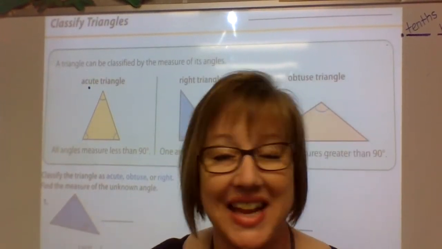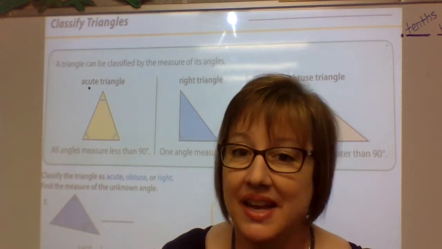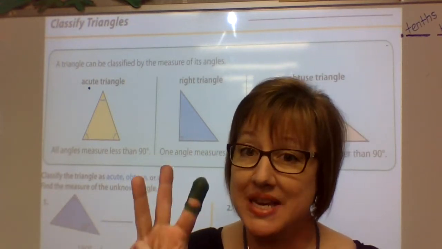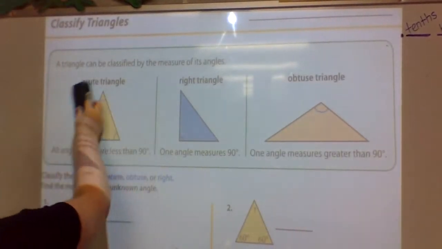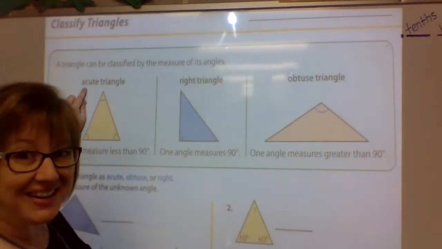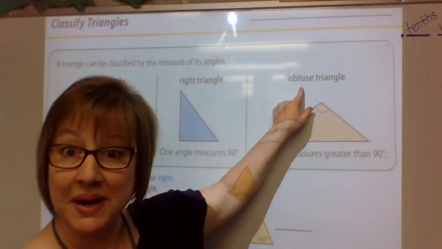Okay, back again, classifying triangles. Triangles have how many sides? 3, right? And there's 3 different kinds, and we talked about this in the last chapter because I remember we went acute, right? And obtuse. Remember how we did that?